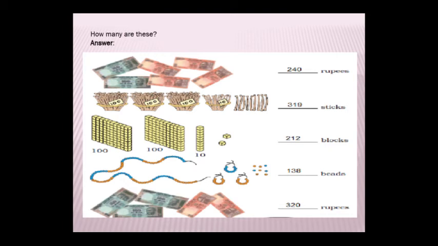And here how many blocks are there? Of 100 blocks, there are 200 blocks, so it is 200, and 1 ten block, it is 10, and 2 ones are there, so 212 blocks are there in this. And see in this necklace you can see 100 beads. So 100 beads and 3 tens and 8 ones, so 138. And here 300 notes, two 10 notes. So two 10 notes means it is 20 rupees. So 300 notes means 300 rupees. Totally 320 rupees.